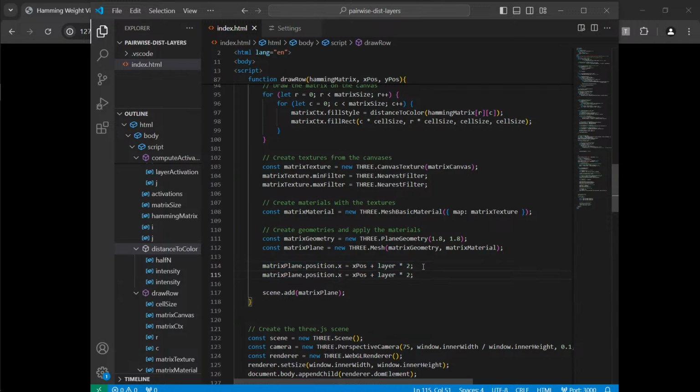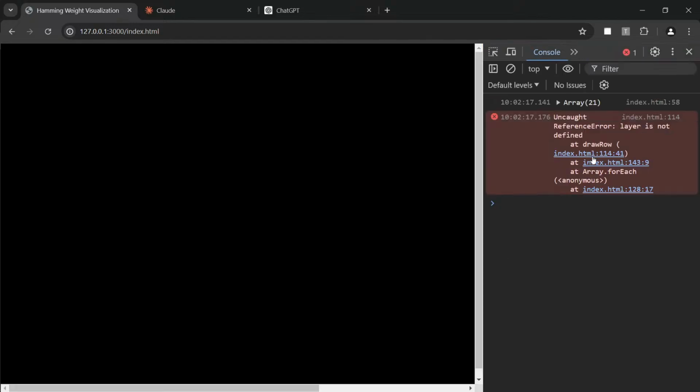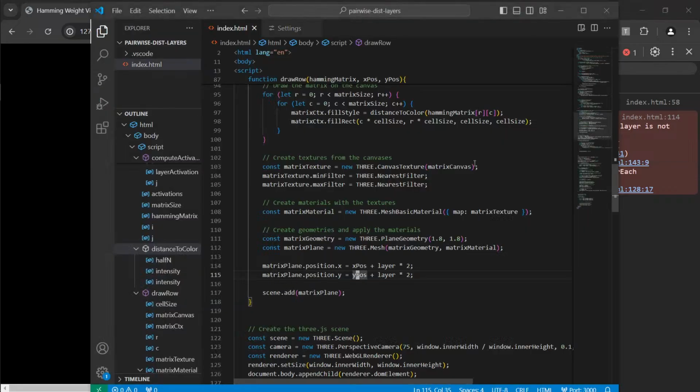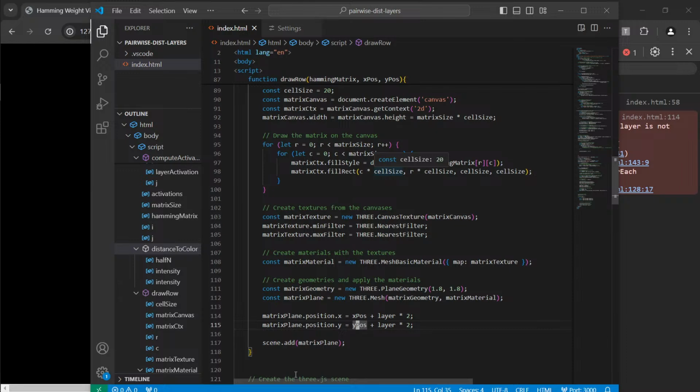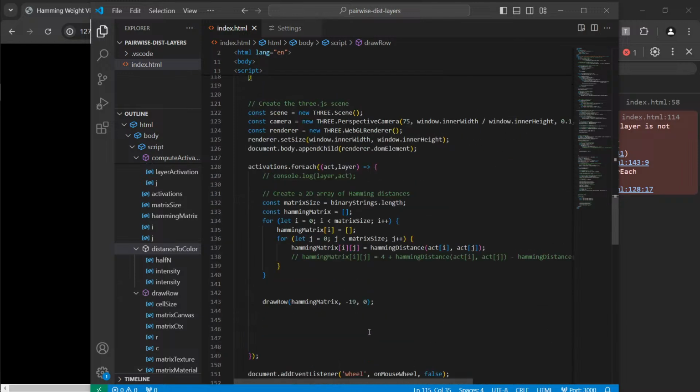It probably doesn't have access to the scene. I knew this was a terrible idea. This is literally the worst idea. Layer is not defined. Oh, right. Yeah, that's fine. We can fix that. You just have to pass it in there.